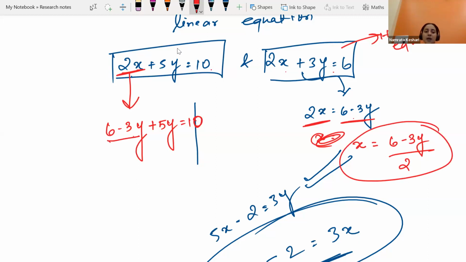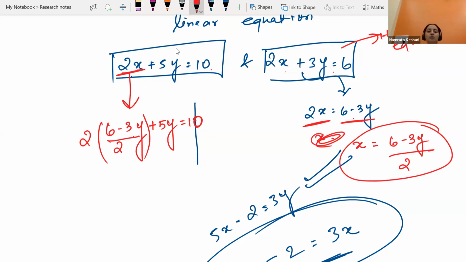Okay, (6 minus 3y) by 2, and at first 2 is. So far, is it clear? Yes, ma'am. Now the question is why we are doing so. Something like this we have never ever done. So why we are doing so? So we are doing so that we can come to a specific solution.